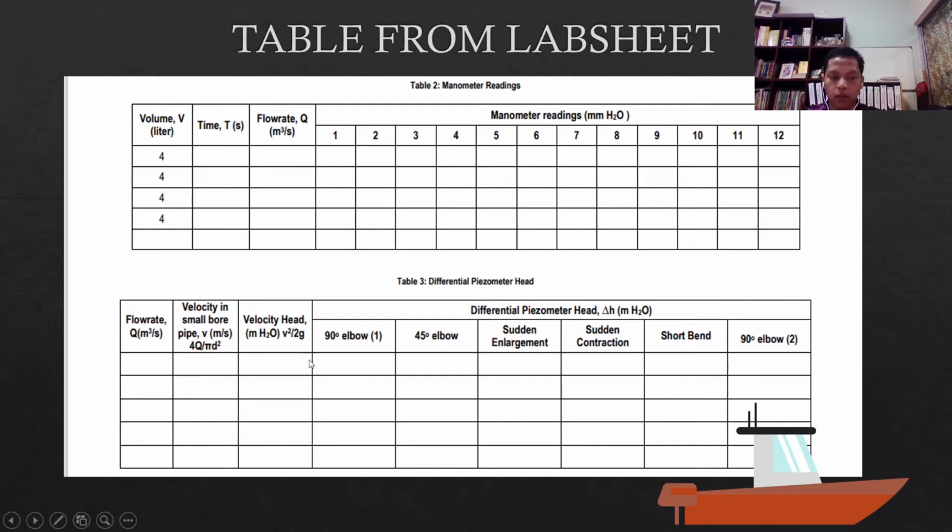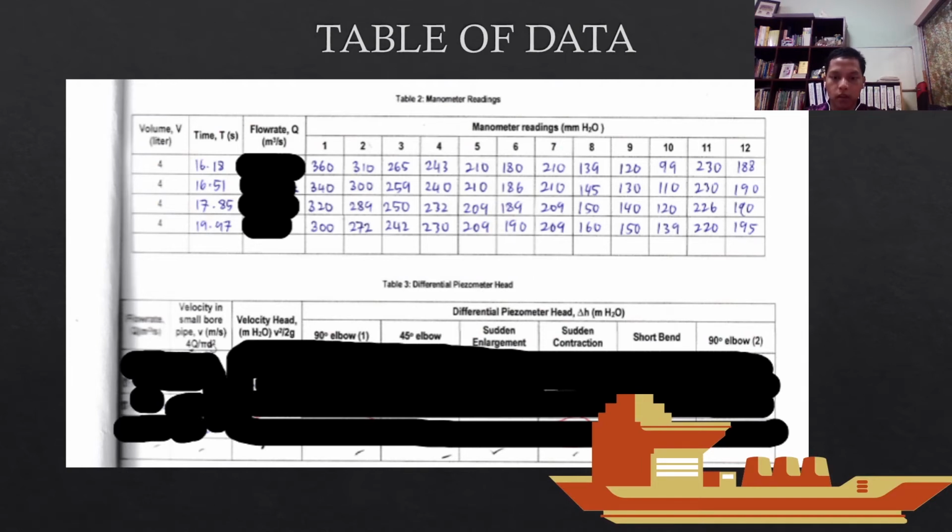It gives volume, time, flow rate, and then the manometer reading. So this is the flow rate, velocity in small bore pipe V, velocity head, 90-degree elbow, and the differential piezometer head. So that's it. This is the table of the data, the data that we get from the lab. Our lab is actually on ODL, so the data has already been given.